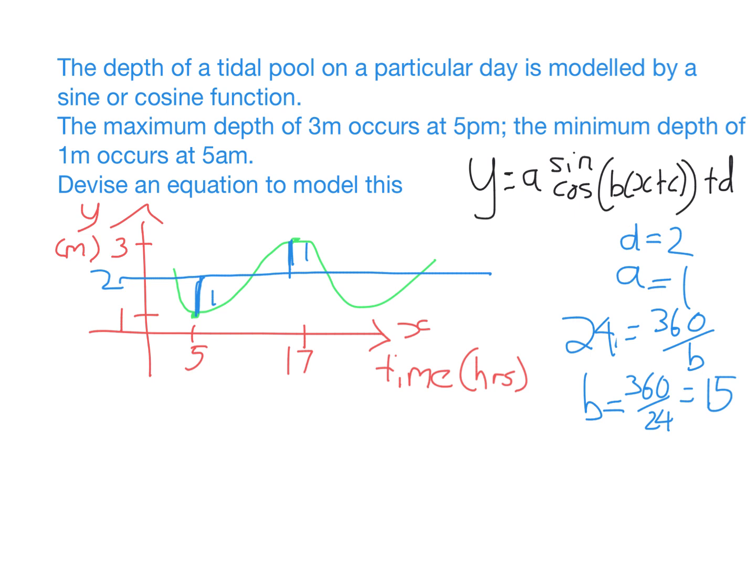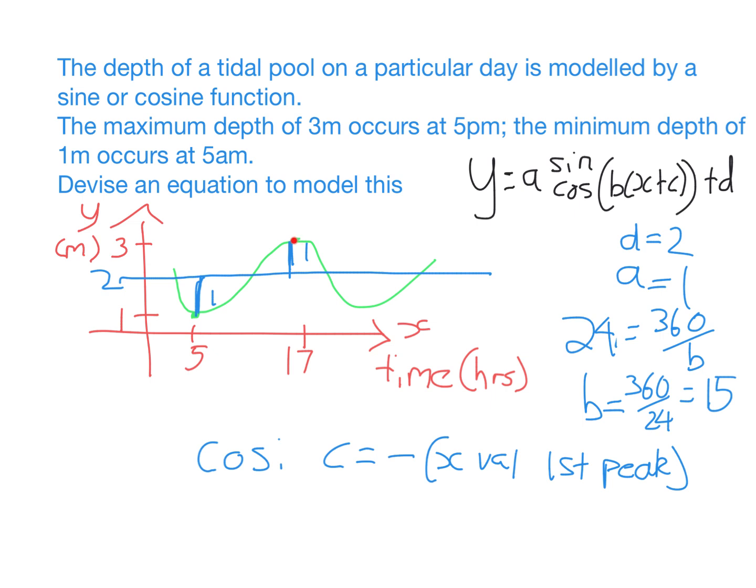So the values of A, D, and B are the same, whether it's a sine or cosine graph. The thing that changes is the value of C. C will be a different value if we use a cosine graph than if we use a sine graph. It's easier to find C if you use a cosine graph, because C is just the negative of the x value of the first peak. Now, you're probably thinking, what am I talking about?